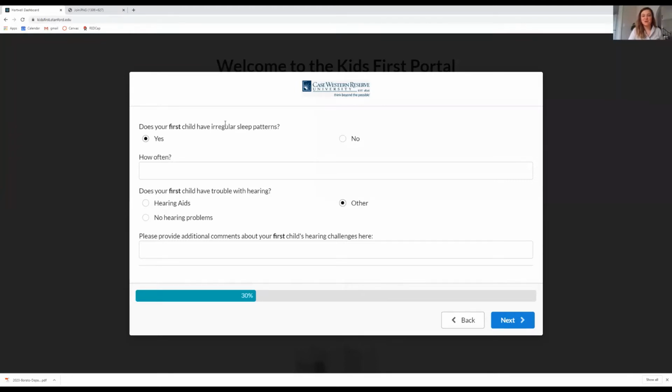Next, please answer whether or not your child has irregular sleep patterns or any trouble sleeping. If yes, please write how often your child's sleep is irregular and any other information you feel may help the researchers to understand your child's sleeping issues in the text box. Next, please answer whether your child uses hearing aids, has other hearing issues, or no hearing problems. If you select hearing aids or other, please describe the hearing challenges in the text box to the best of your ability and click Next when you're finished.